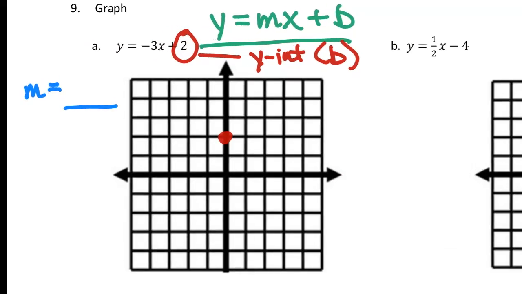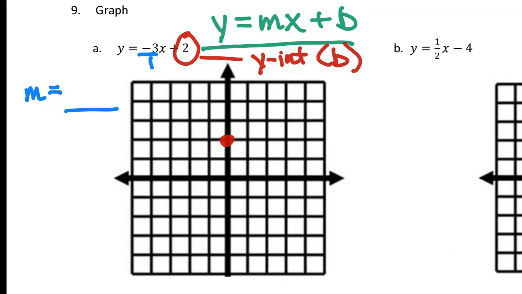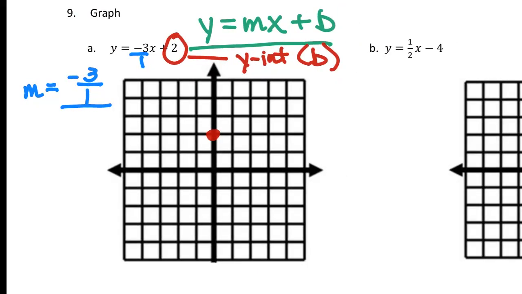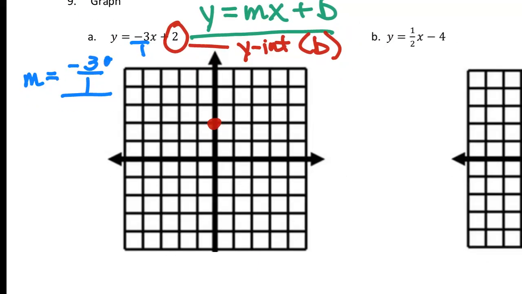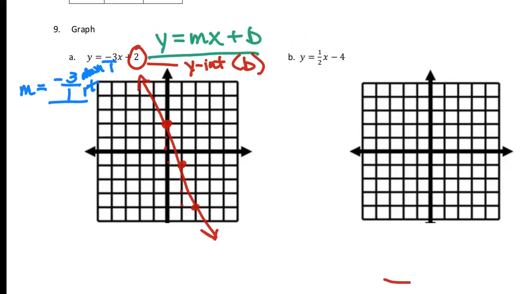Say it again. -3 over 1. Don't tell me -3 over 1x. I would maybe take a half point off. You should know there is no x in slope. So this says you are going down 3 and to the right 1. So down 3, 1, 2, 3, right 1. Down 3, 1, 2, 3, right 1. And find a straight edge and make a better straight line than what I did. But there it is.